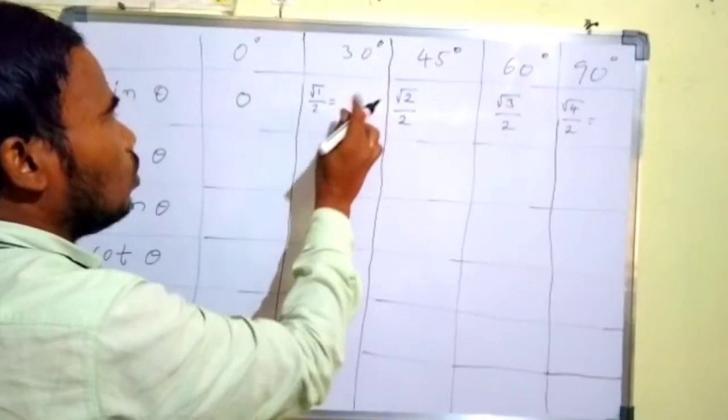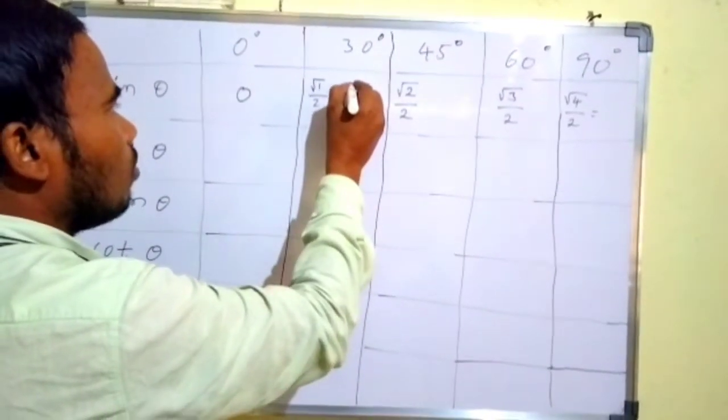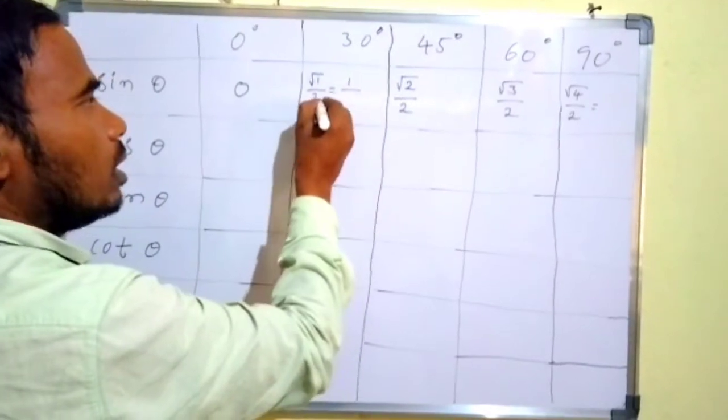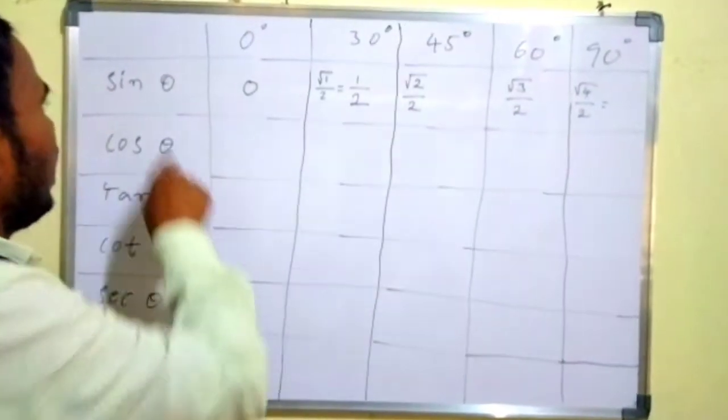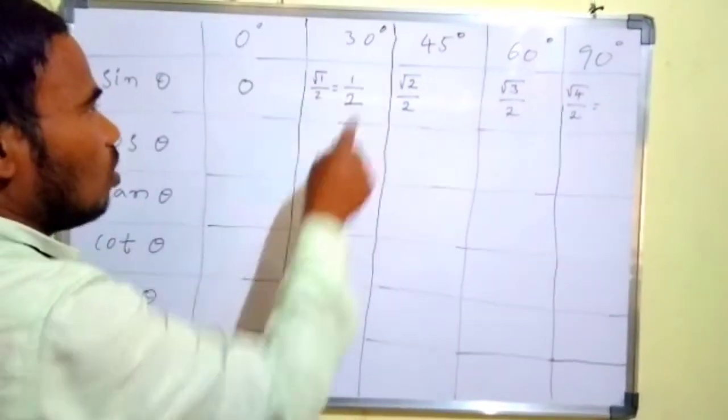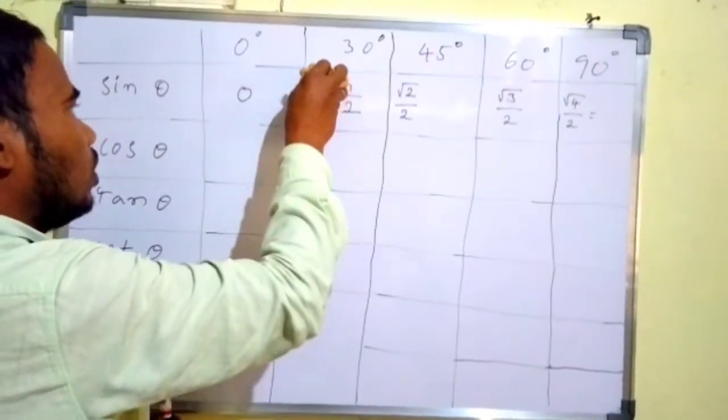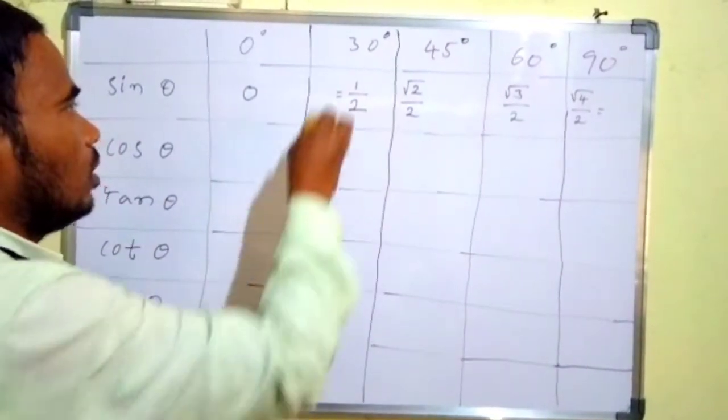Next, root 1 by 2. Root 1 is 1 and the denominator is 2. So finally sin 30 degrees is equal to 1/2.